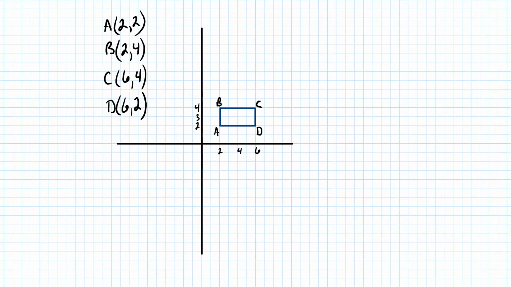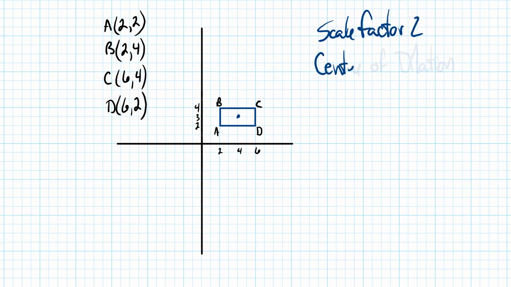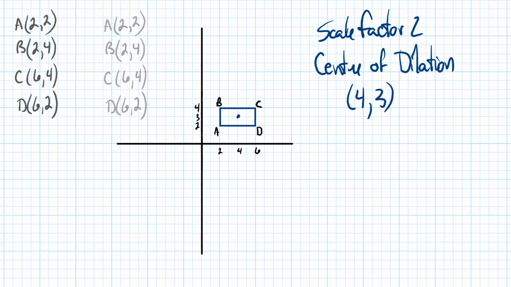Let's look at an example where the center of dilation is right in the center of the shape. And we're going to use a scale factor of 2. And the center of dilation is over 4 and up 3, so 4, 3. When we're doing dilation, everything starts from the center of dilation. We look at that center of dilation and we say, how far do we have to go from that center of dilation to get to the first vertex?